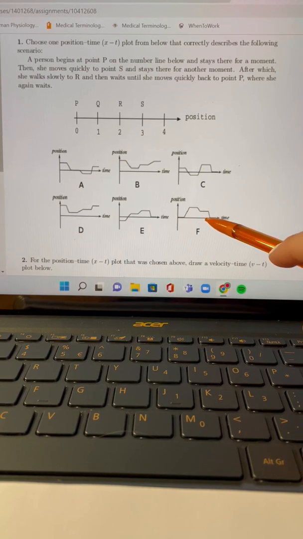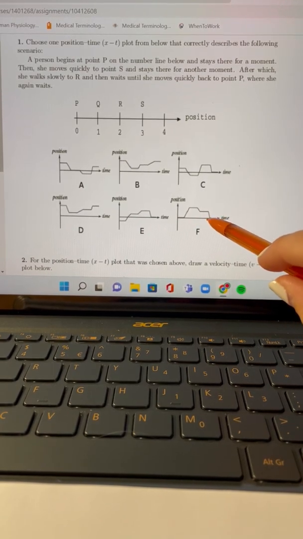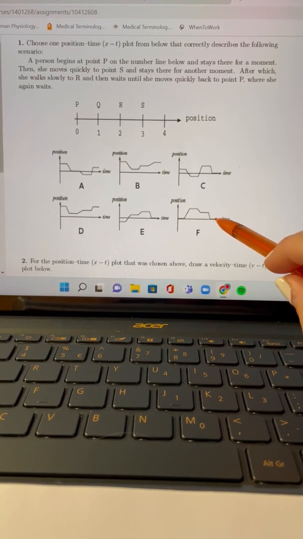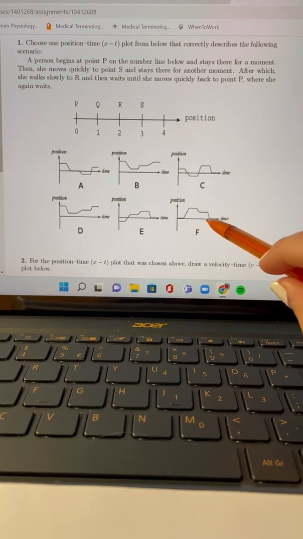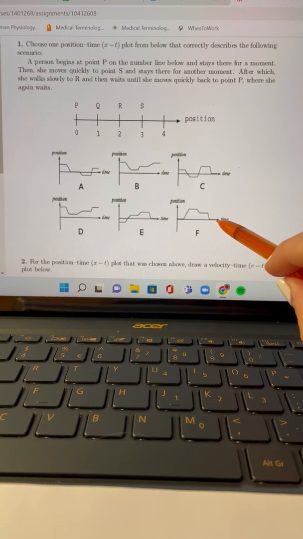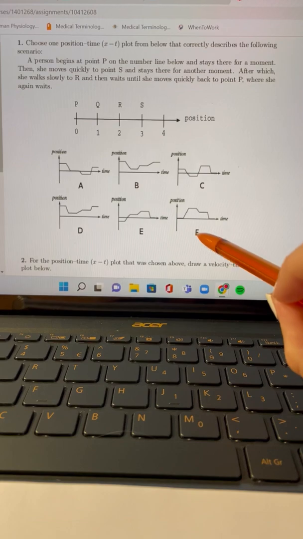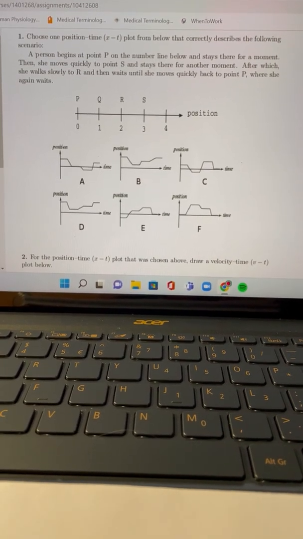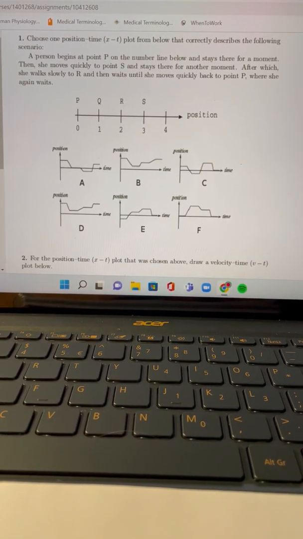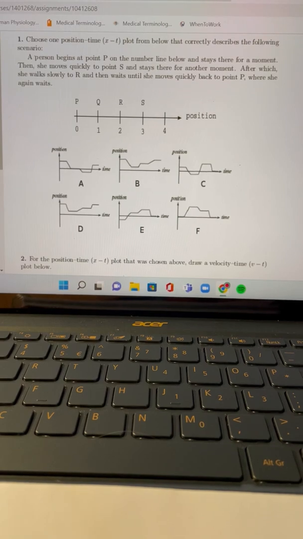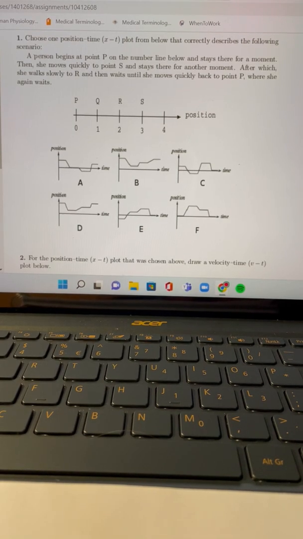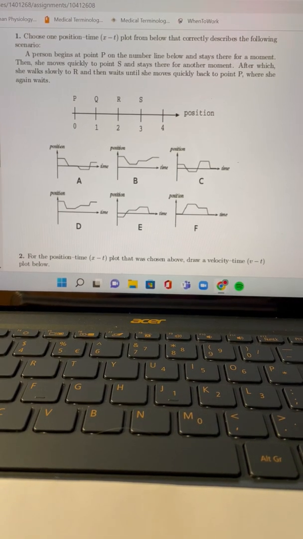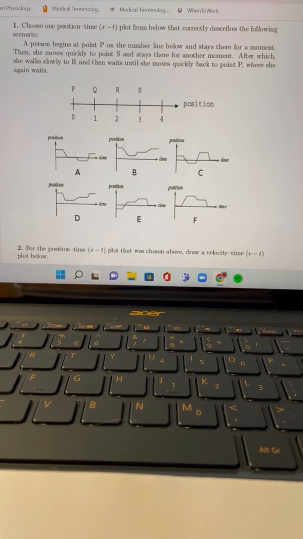Once she reaches the point P again, she stands there for a moment, which means her position doesn't change and gives us the flat slope, much like previously described. The second question asks for us to draw a velocity time plot, which also matches the position time graph that we selected. For that, I drew this.